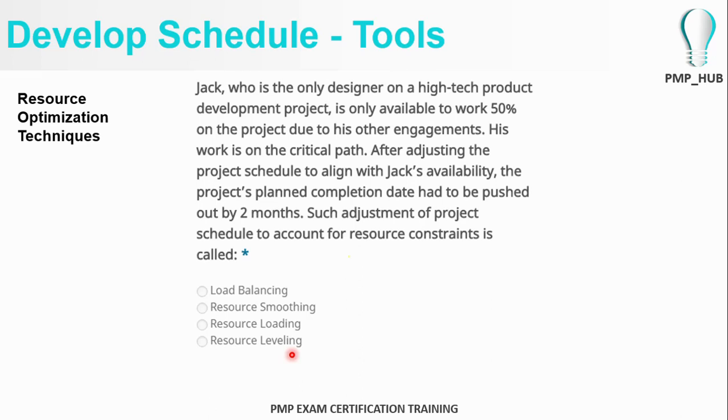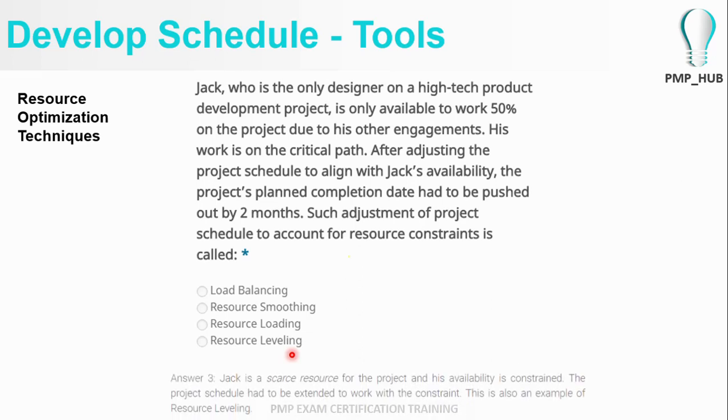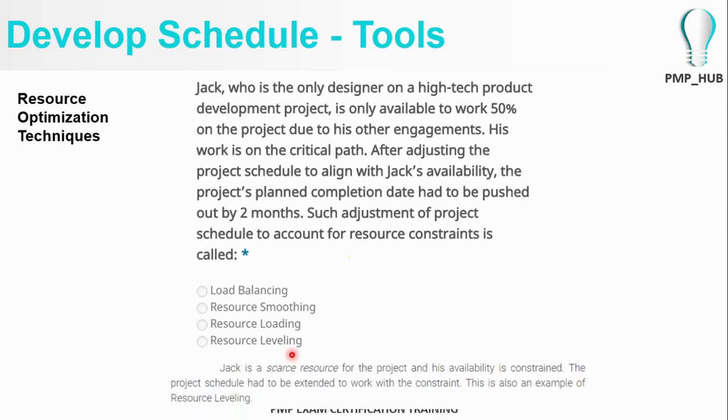In such an exam question, you have to understand Jack is a critical resource, a scarce resource, his work is in the critical path, and once you adjust it, the project duration is pushed back. So project duration pushes back when you do resource leveling. So this is an example of resource leveling. So hope you got a good idea on resource optimization techniques.